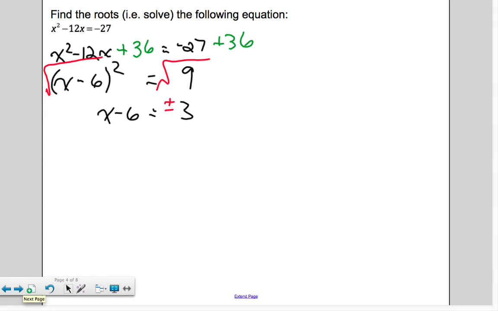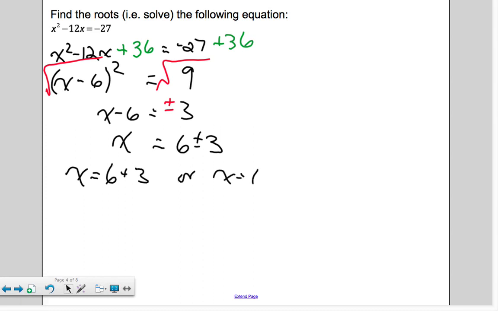Now we want to isolate for x. So how do we isolate for x? What do we need to do? Add 6 to the left side and then add it to the right side. So we're going to add 6 to both sides. So we add 6 to the left side, we get rid of the negative 6. So we have 6 plus or minus 3. So now we're solving for two equations. X is equal to 6 plus 3, or x is equal to 6 minus 3. So here x is equal to 9, and here x is equal to 3.